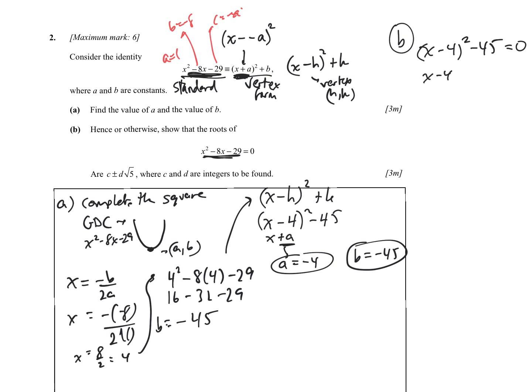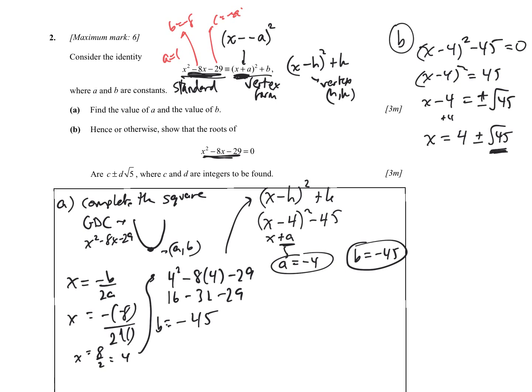I can move the 45 over to the other side. I can square root both sides. When I square root both sides, I'm going to get plus and minus root 45. Then I can add 4 to both sides, and I'm going to get x equals 4 plus or minus root 45.